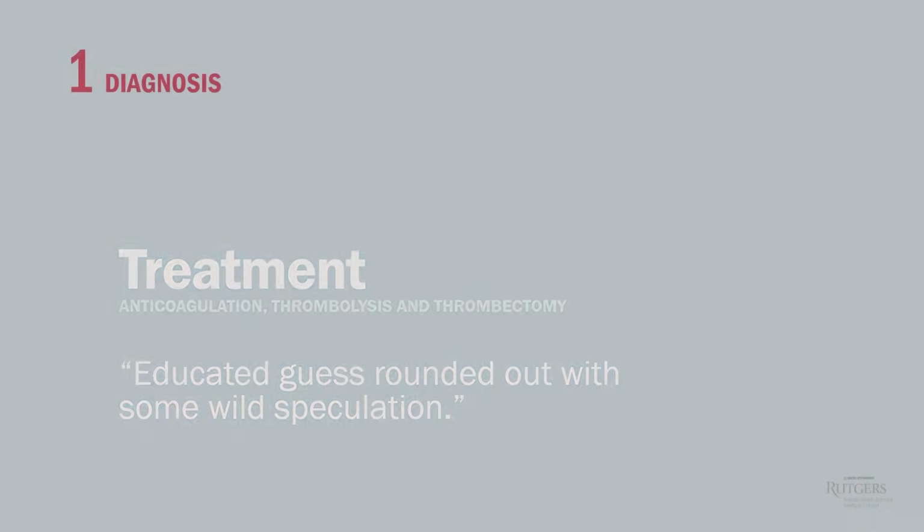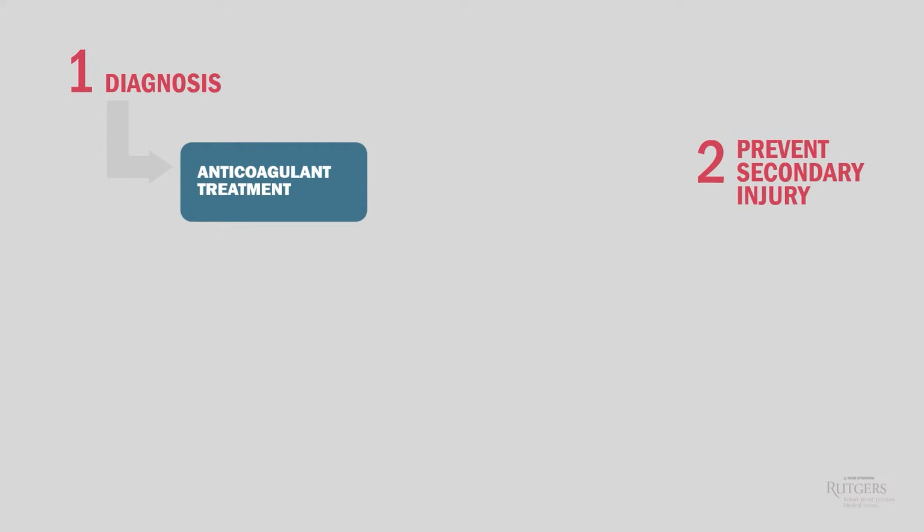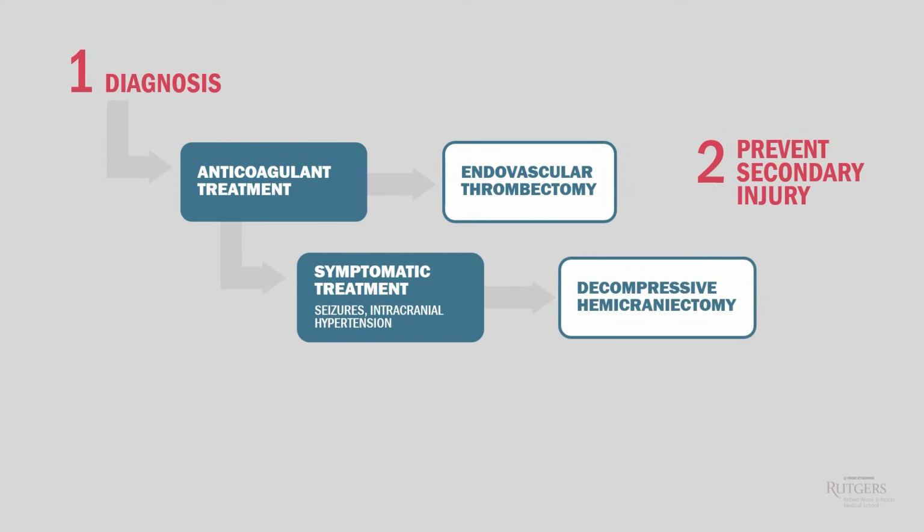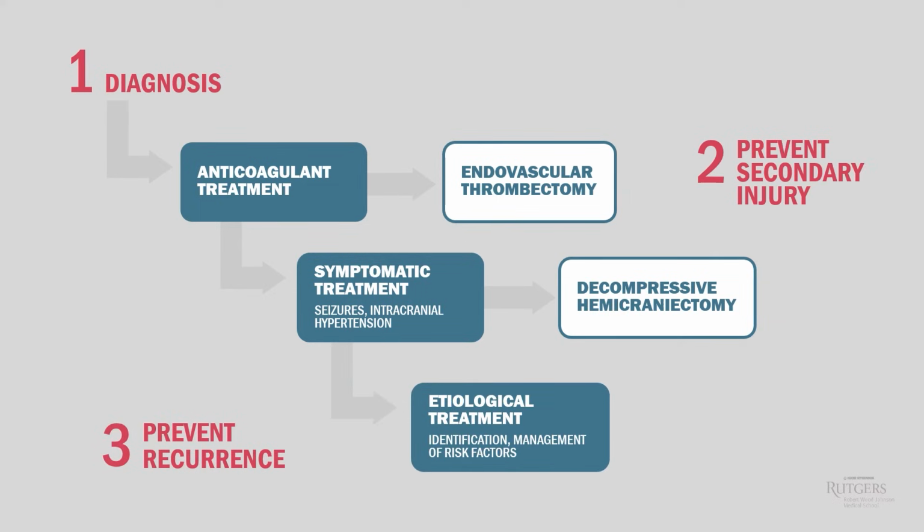In general, once cerebral venous thrombosis is diagnosed, the goal becomes preventing secondary injury, from extension of thrombosis, venous infarction, cerebral edema. Anticoagulant is the main treatment, supplemented by endovascular thrombectomy in select cases. In patients with venous infarctions and hemorrhagic transformation, we may have to deal with seizures and intracranial hypertension. And in most severe cases, decompressive hemicraniectomy is necessary. Ultimately, the goal becomes preventing recurrence, and for that, we need to identify and address risk factors. Let's review all these treatments in a bit more detail.